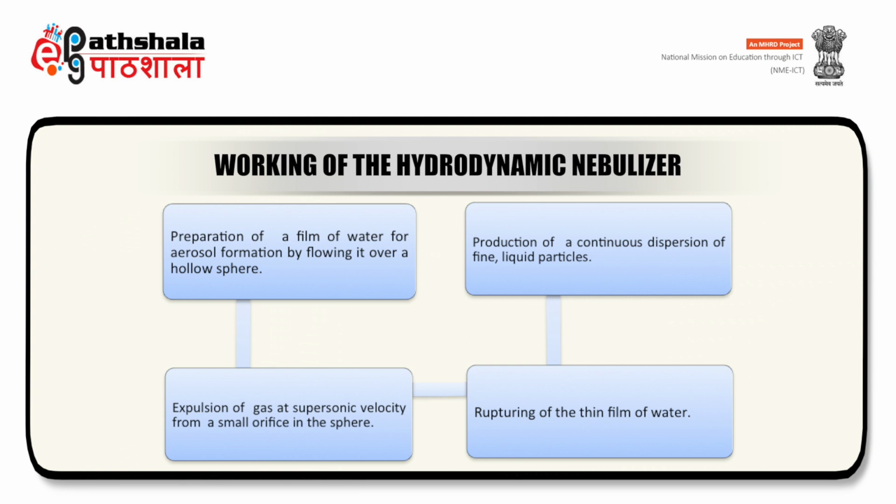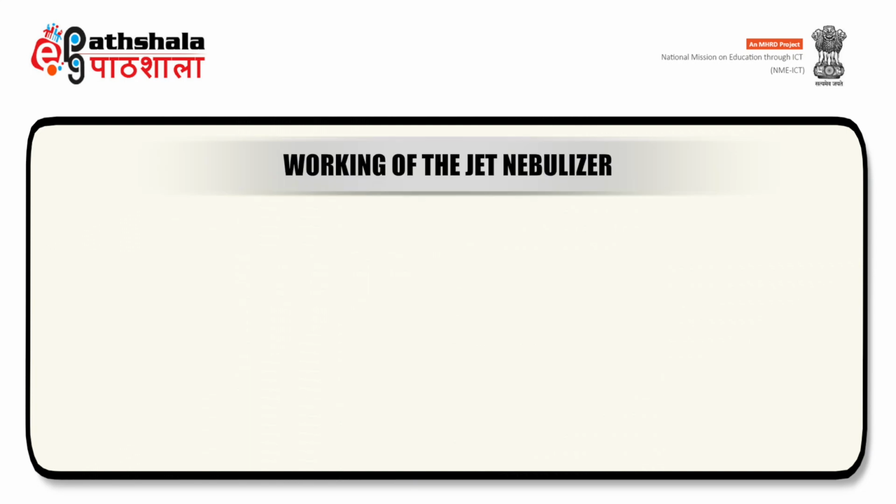The first step is preparation of a film of water for aerosol formation by flowing it over a hollow sphere, then expulsion of gas at supersonic velocity from a small orifice in the sphere, and the next step involves the rupturing of the thin film of water, and ultimately it leads to the production of a continuous dispersion of fine liquid particles.